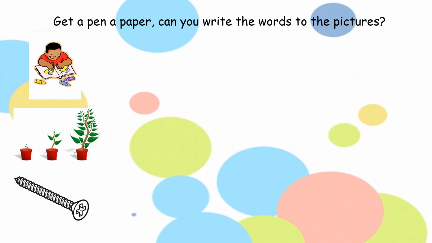And what can you see in the last picture? We can see a screw. So you have drew, grew, and screw. Pause the video here and write those words, please.